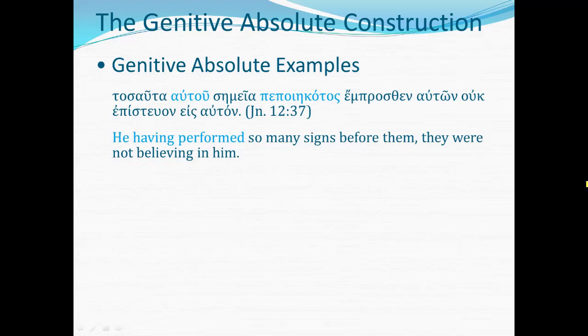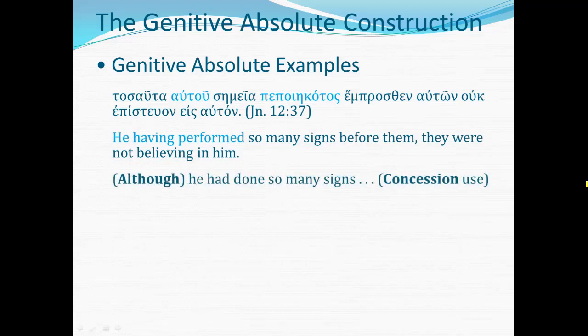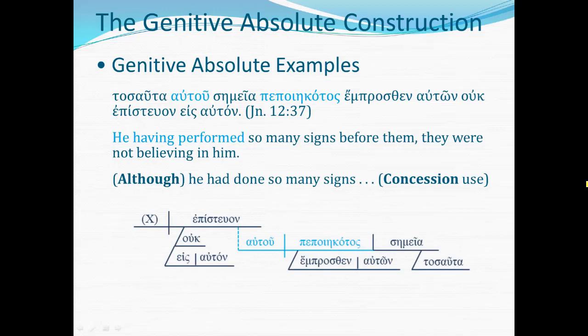Now that still sounds pretty awkward to the English ear until we realize that the concession use of the genitive absolute fits here, and we can render that with the conjunction although. Although he had done so many signs before them, they were not believing in him. And again, a look at the diagram. I mentioned earlier that the genitive absolute can take its own object and modifiers. Here's a situation where the genitive absolute has some considerable extent to it, with additional diagramming symbols connected.